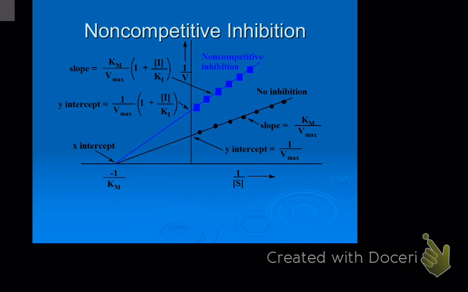And so the non-competitive looks like this. It has the exact same x-intercept, but it's going to have differing y-intercepts. Whereas the competitive has the same y-intercepts but different x-intercepts. And the uncompetitive, they all intersected, but not on either axis.